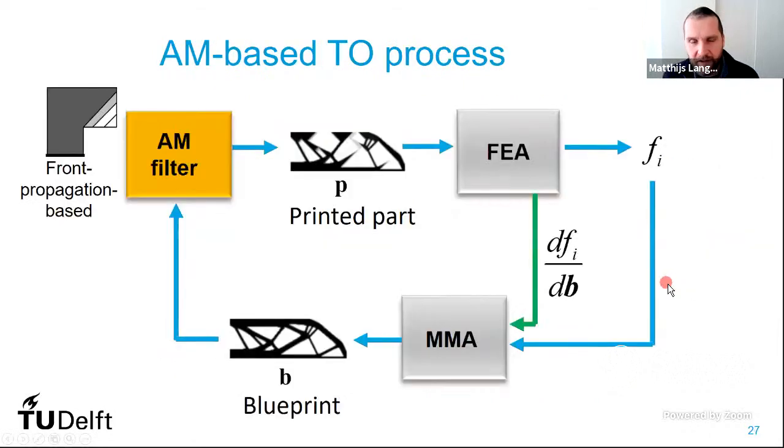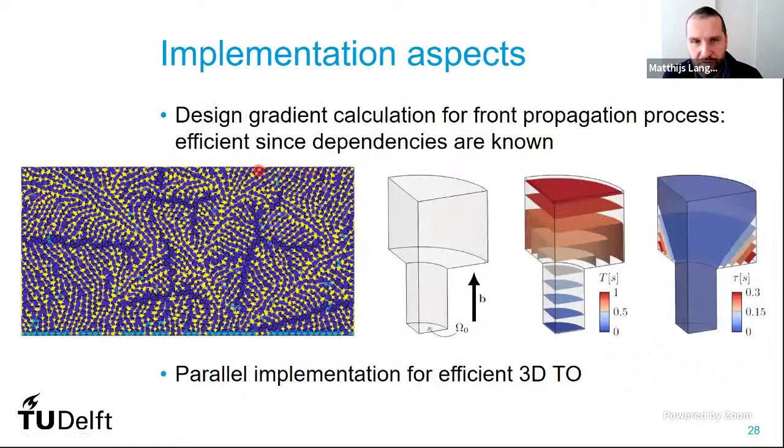So those are the main ingredients. And with that, essentially the way this is used in topology optimization is the same as before. So this is the same scheme, the same place where an AM filter is placed, except that now the content is not this structured mesh approach, but this front propagation based approach. And also here we need sensitivity information, but this time we need sensitivity information of the front propagation process, because that defined what the printed part looks like. Unfortunately, that turns out to be something that we can also get at low cost.